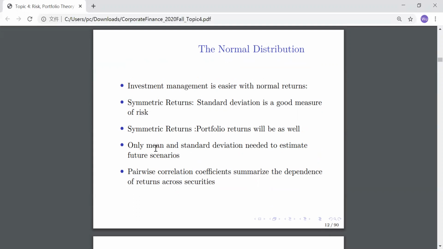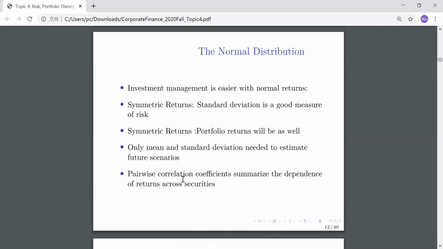And as long as you have the historical mean and the standard deviation, that is already enough to estimate future scenarios, because you already have the distribution, and you know that in the future, the returns are going to follow a normal distribution as well. So that's why it's easy to use the mean and standard deviation to estimate future scenarios.